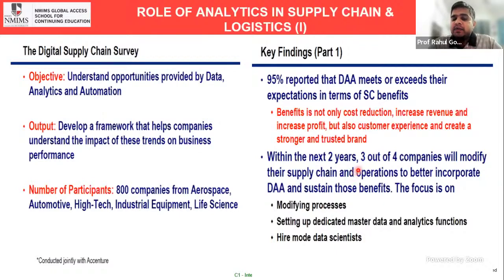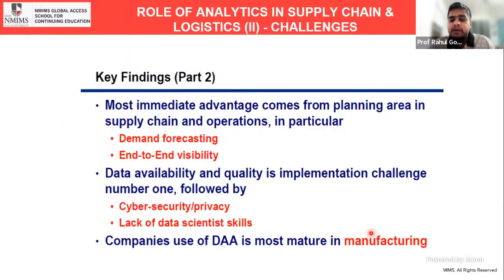And they also said that within the next few years, 3 out of 4 companies will modify their supply chain and operations to augment data analytics and automation as capabilities, right? And they also wanted to set up the master data and analytics function, build their skill set in terms of data science, right? People who can perform data science algorithm models, feature engineering, create end-to-end pipeline, and keep on doing that continuous improvement work, right?